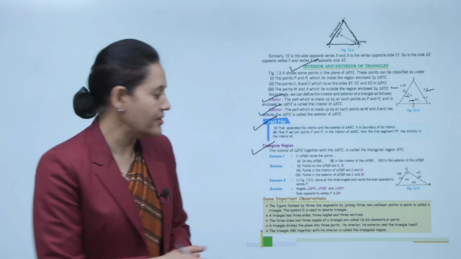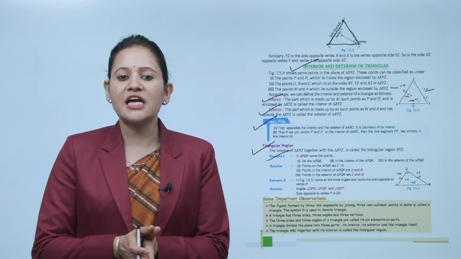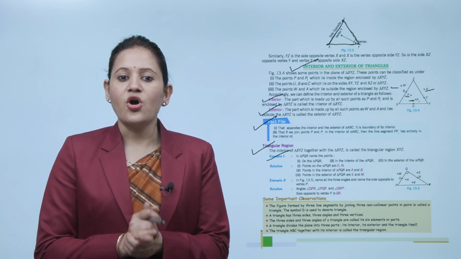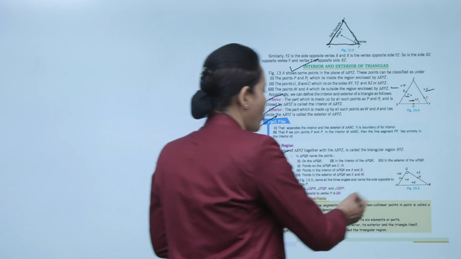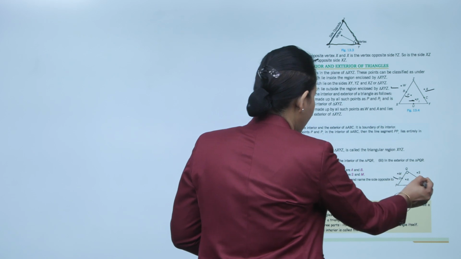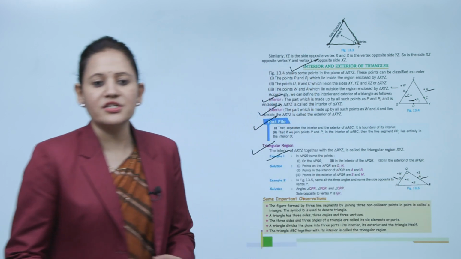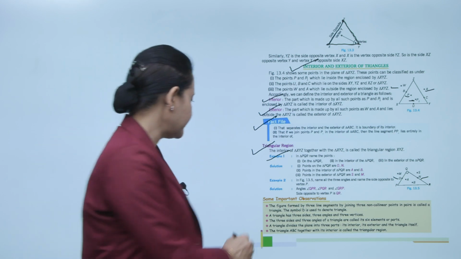Now, we will take an example. In triangle PQR, name the points on the triangle PQR. So, on the triangle PQR, O and N are on the triangle. Clear? Next is some important observations.